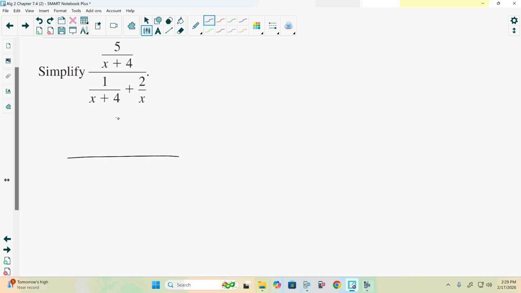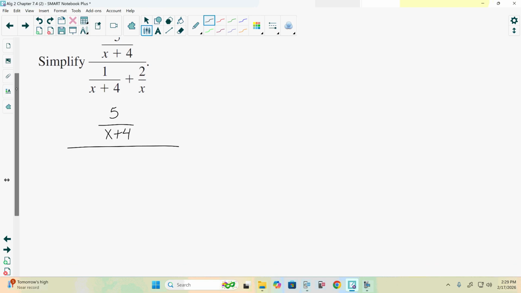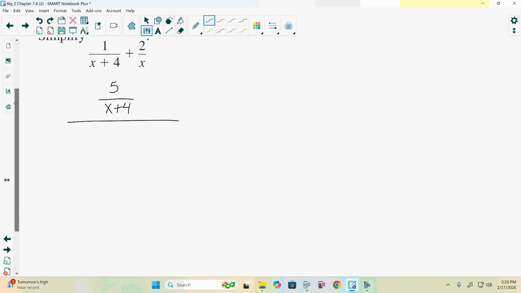So the first method is to get one fraction on top and one fraction on bottom. Now the numerator is fine. We already have one fraction on top. However, the denominator has 2. So what we need to do with these two denominators is add them together. Because once I add 1 over x plus 4 to 2 over x, we would have one fraction on top and bottom, and then we can simplify from there.